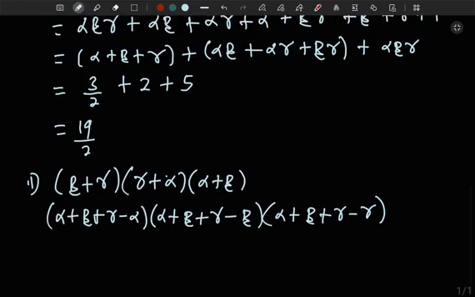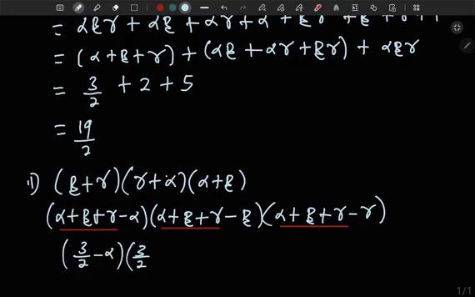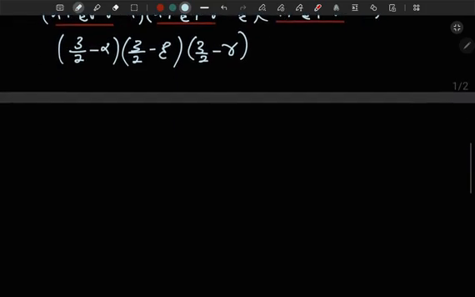So which means that in each of the brackets, if you study that very well, you will realize that each bracket contains the sum of the roots. So what are you supposed to do from here? Just make a substitution for the sum of the roots, where we have that to be 3 over 2. So this is going to be 3 over 2 minus alpha, then 3 over 2 minus beta, and the last one is going to be 3 over 2 minus gamma. So now you can expand the brackets.